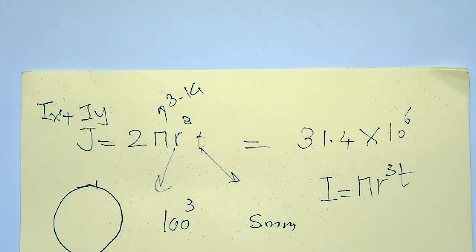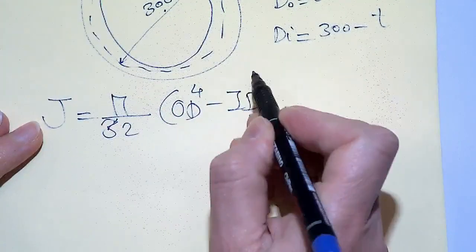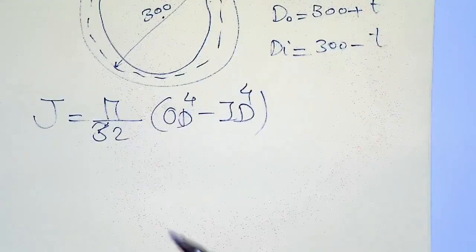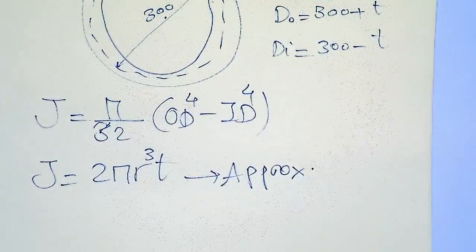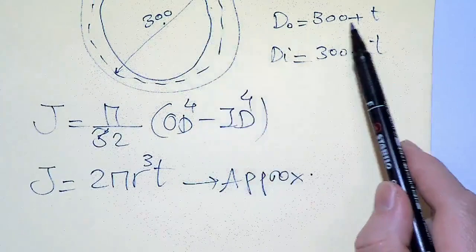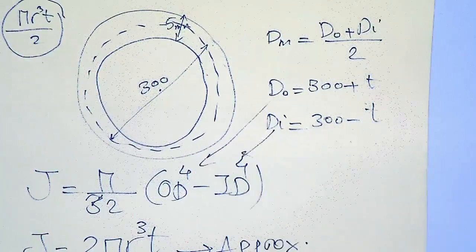And you can work out a thick walled one by using the outer J and inner J. So J equal to pi over 32 times OD to the 4 minus ID to the 4 is the exact solution. Outer, inner. J equal to 2 pi r cubed t is the approximate solution. If I'm using this one, I say outer diameter is 300 plus t, inner diameter is 300 minus t.